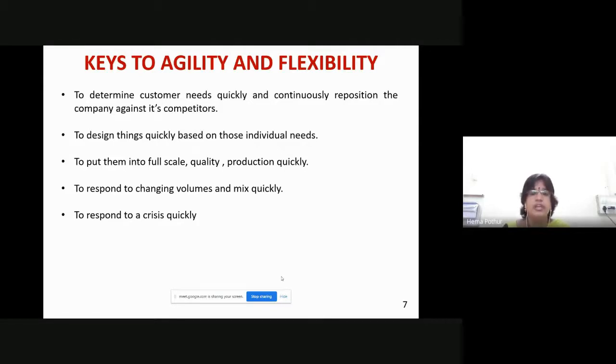If, after taking care of all these problems, there is still a crisis, or if your product is going to become outdated, then also we have to respond quickly. This is exactly what happened to Nokia, who launched and captured all the market continuously. Now they are reinitiating their own products to sustain in the industry.